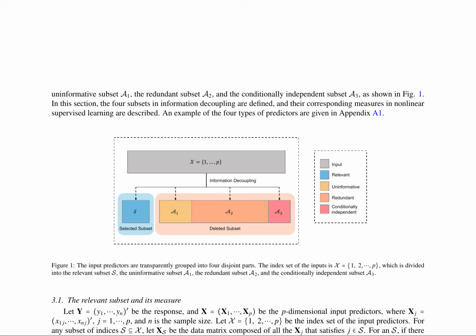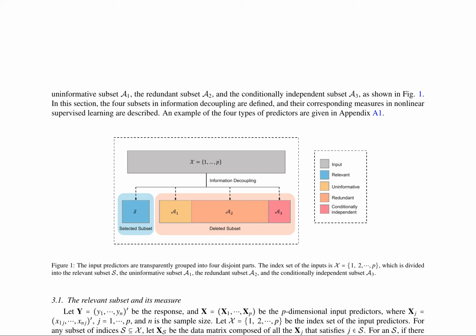The concept of information decoupling involves dividing input predictors into four disjoint subsets: relevant, uninformative, redundant, and conditionally independent. The relevant subset, denoted by S, comprises the indices of the true model, which can be expressed as y equals f(x_S) plus epsilon, where epsilon is a stochastic error.